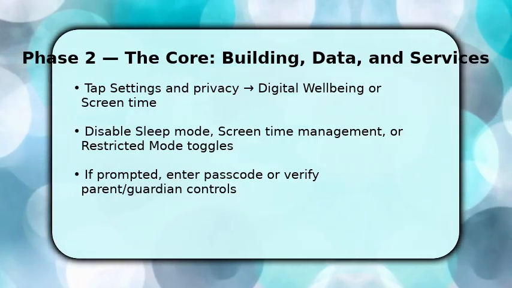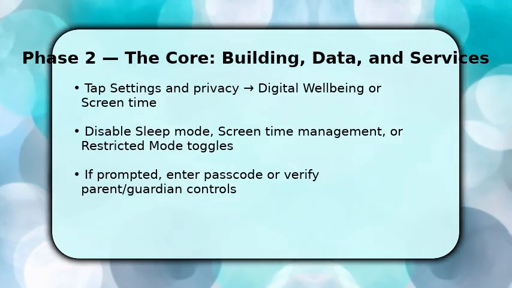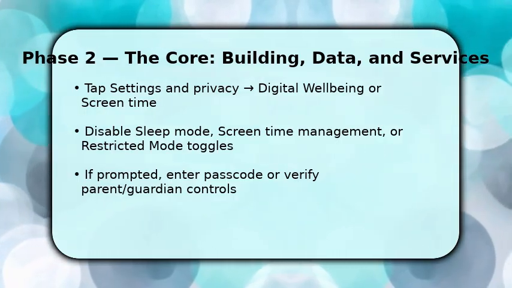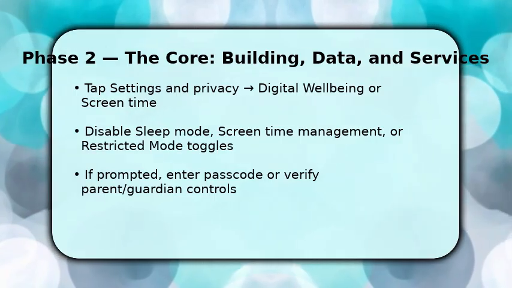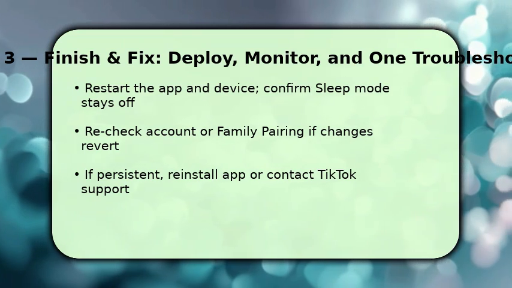Once you disable them, watch for confirmation messages. They tell you the app accepted the change, which prevents it from re-engaging automatically. Finish by restarting TikTok and your device to clear cached restrictions. This ensures the setting takes effect.